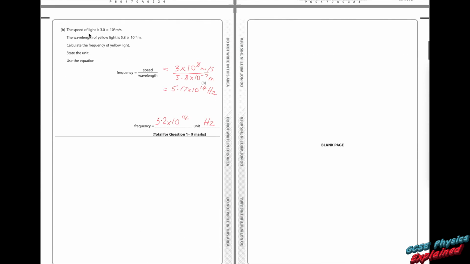Part B. The speed of light is 3 times 10 to the 8 meters a second. The wavelength of yellow light is 5.8 times 10 to the minus 7 meters. Calculate the frequency of yellow light. State the unit. Use this equation. Frequency equals speed divided by wavelength. So pop the speed in, pop the wavelength in. Out comes the answer. It is frequency, so it's in hertz.